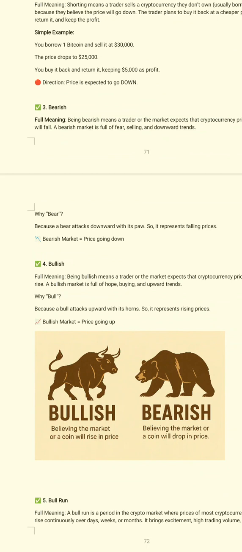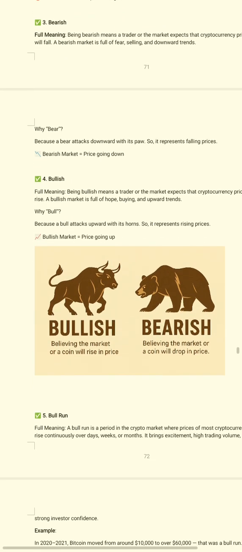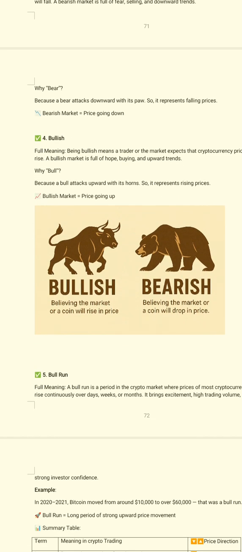And why do they call it bull? Bull here means a bull attacks upward with his horn, as you can see in the picture there. The bull is an animal. When he's fighting, he fights from up. Look at the horn there. He's fighting from up. So that is why we call it bull. That is how a bull fights. So when the market is going up, they say bullish.